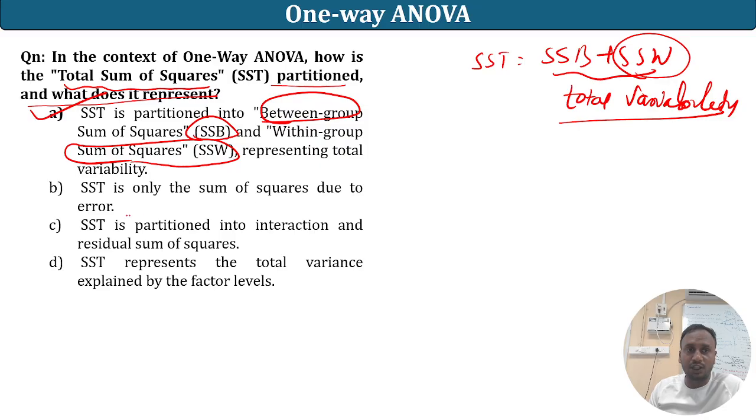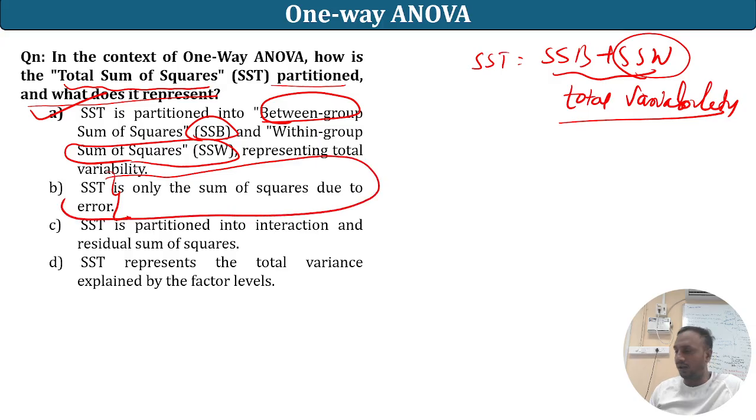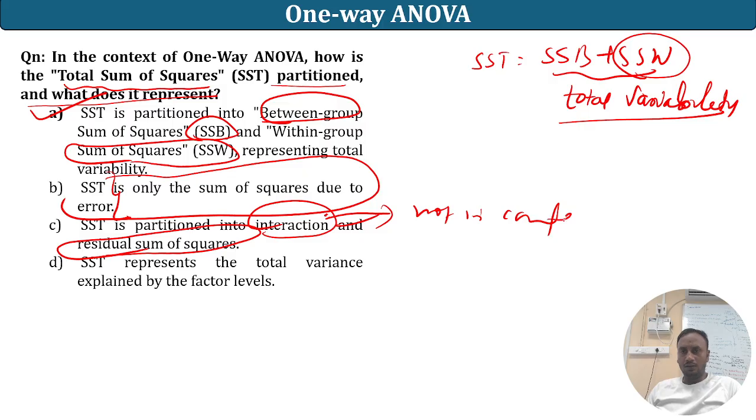SST is only the sum of squares due to the error? No, it's the total. It's a variability, not the error. SST is partitioned into the interaction and residual sum of squares? No, this is not it. It is in the context of SST.